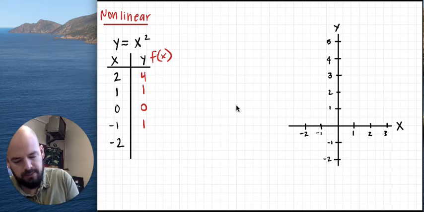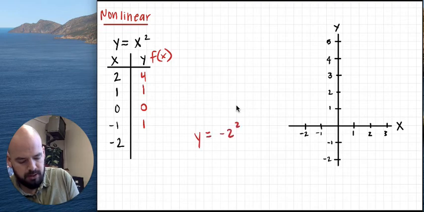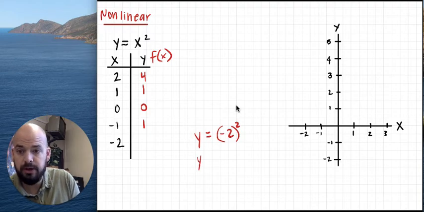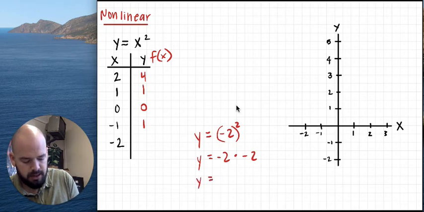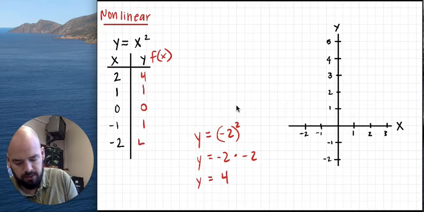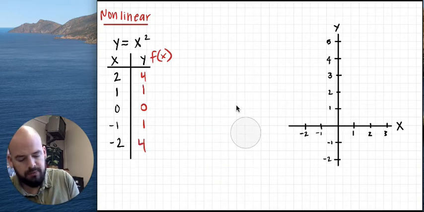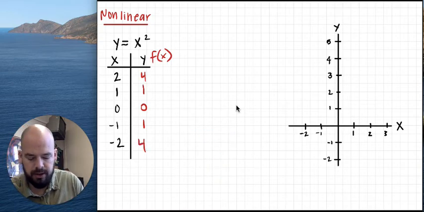We're going to do the same thing with negative 2. And we're going to put that in parentheses because we want to square negative 2. We don't want to square 2 and then make it negative. So we have negative 2 times negative 2. A negative times a negative makes it positive, and 2 times 2 gives me 4. So hopefully you've noticed this little pattern developing over here in our input-output table.